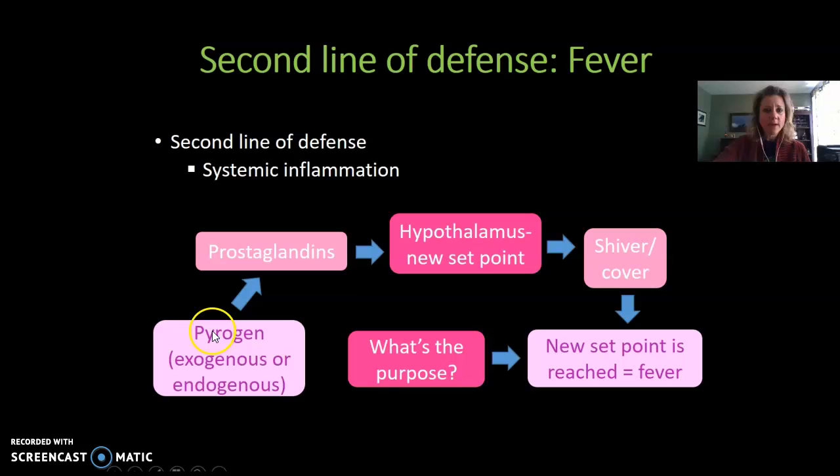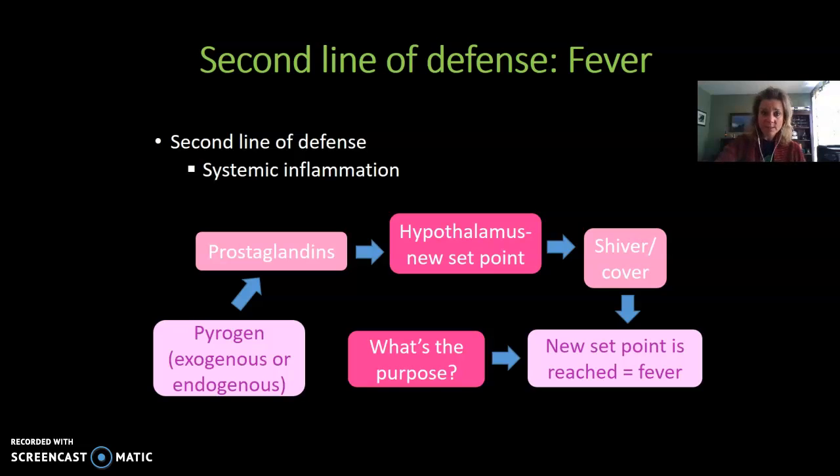First of all, I've got pyrogens, which are exogenous or endogenous. Pyrogens that are exogenous could be some kind of molecule, an allergen. It could be a toxin that's produced by a bacteria. It's something that is going to cause fever to occur.